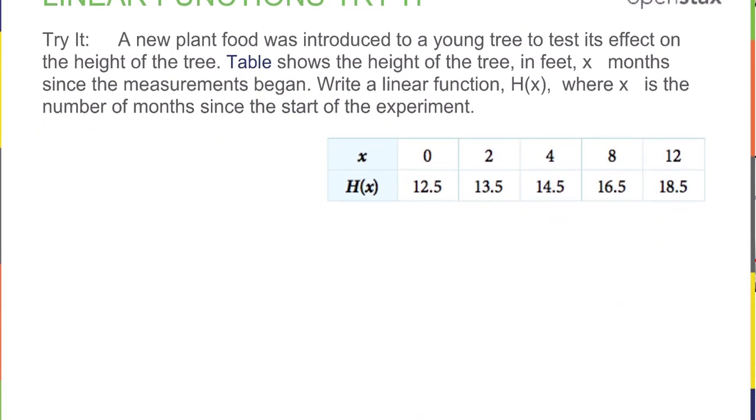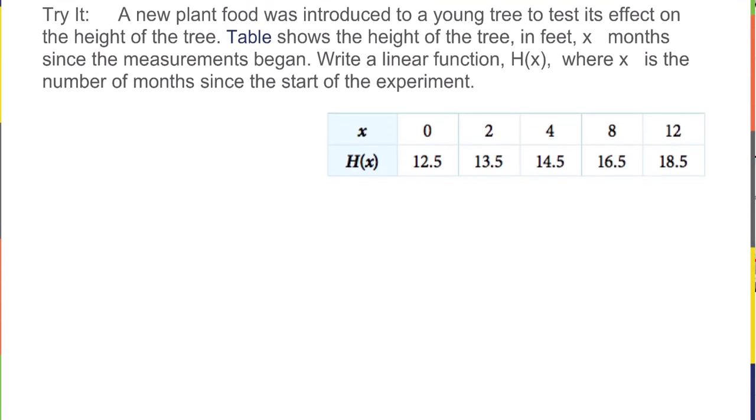Okay, so you guys try it. Try this one. They give you a table of values. They explain the scenario here. So again, you're going to write a linear function h of x based off of these points. Really, all you need is 2 points. And so just pause the video. When you unpause it, we'll go over the answer.